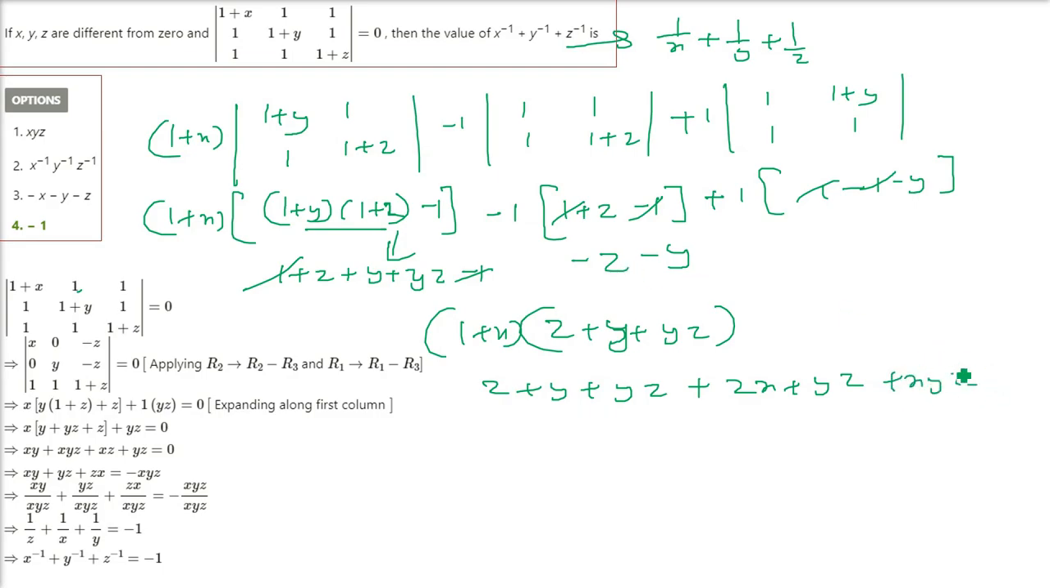So it is not yz, it is xy. There is a slight correction here. So z and y gets cancelled. You have yz plus xy plus xyz.